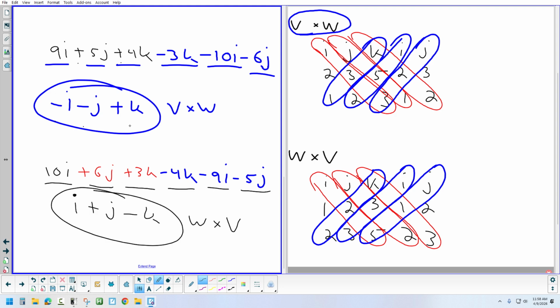Negative 1, negative 1, positive 1 versus positive 1, positive 1, negative 1. So once you find one cross product, you automatically know the other one. Just take all the numbers and make them the opposite. Yep.